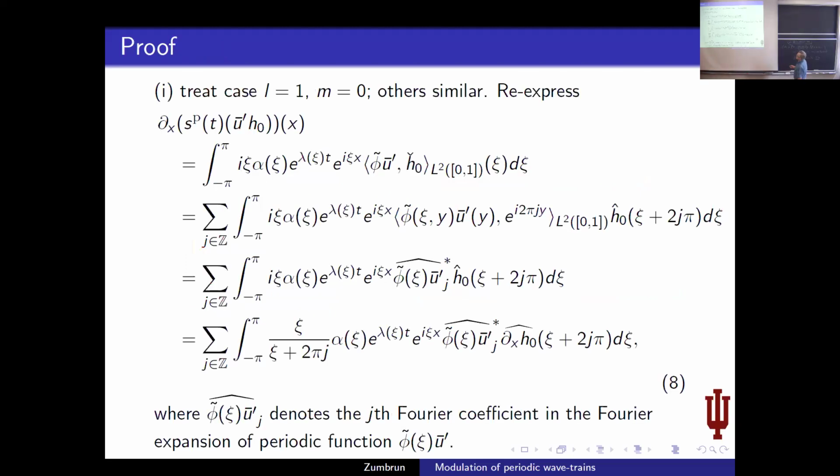Okay. So I'm just going to focus on case one, which is the primary mode, the phase mode, little sp. So I'm going to go line by line here. So dx of little sp. Remember, this is a Fourier transform. So dx is just i xi. So that's where this i xi came in. And everything else is just written from the formula for sp.